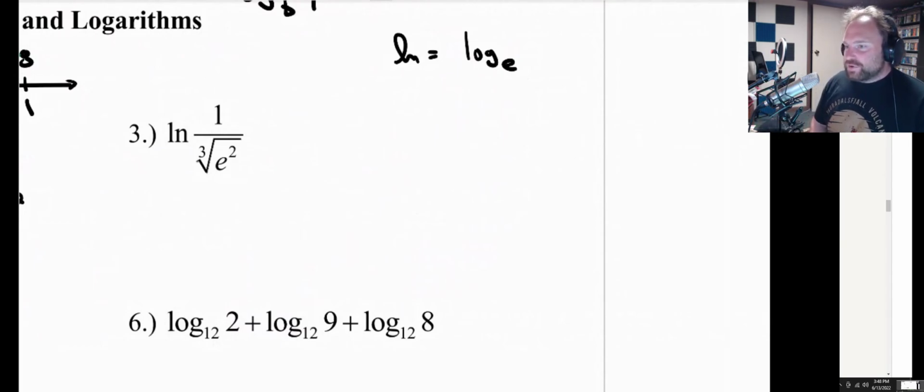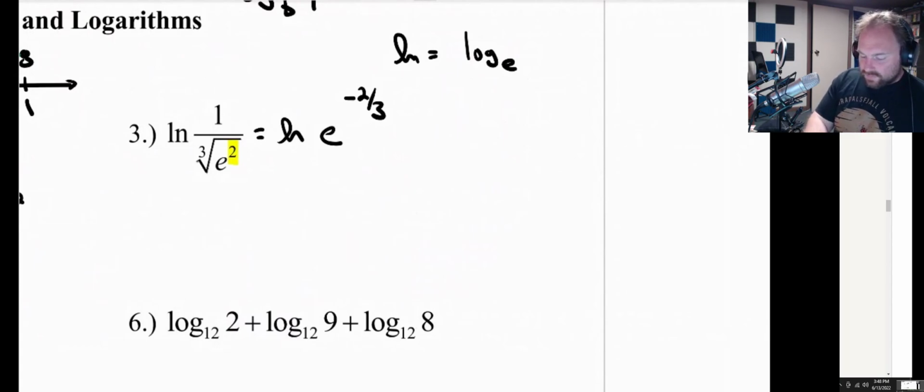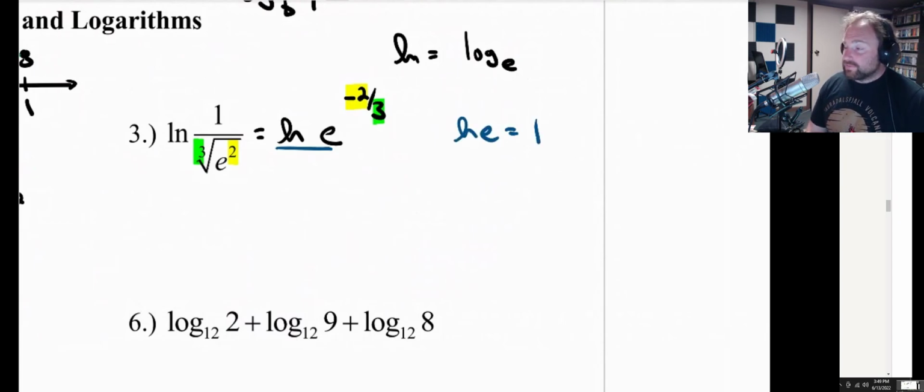But the first thing to do here, I think, is to rewrite this as a power of e. This is equal to the natural log of e raised to the negative 2/3 power. Again, I'm taking the negative 2 from the fact that it's the 2nd power on the bottom, and the 1/3 from the fact that there is a root there. Now, an important case to know: natural log of e is equal to 1. So what's going to happen here is that negative 2/3 is actually going to kick down into the main line with everything else. Natural log of e cancels out, and so our answer is negative 2/3.